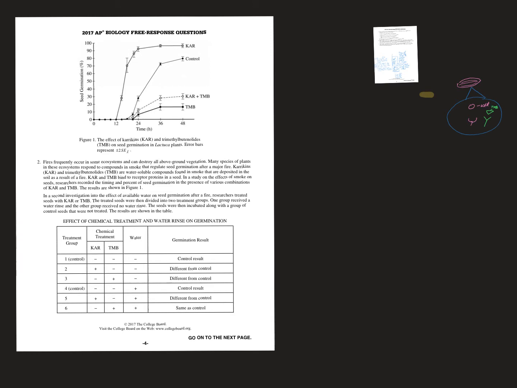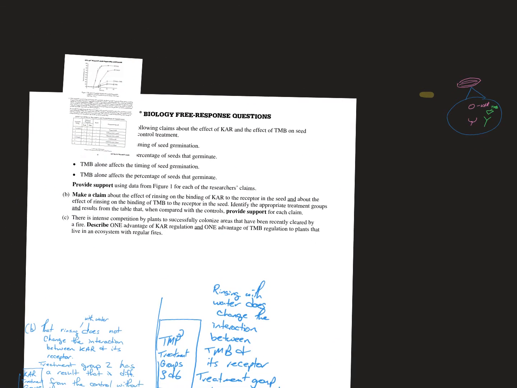Look at the question again. There's intense competition by plants to successfully colonize areas that have been recently cleared. So you have to imagine you had a forest, now you don't have a forest, it's all burned down. And you've released CAR and you've released TMB. Why would the plants release a chemical that slows down germination rate and another chemical that speeds up germination rate? What's the advantage and what's the disadvantage?